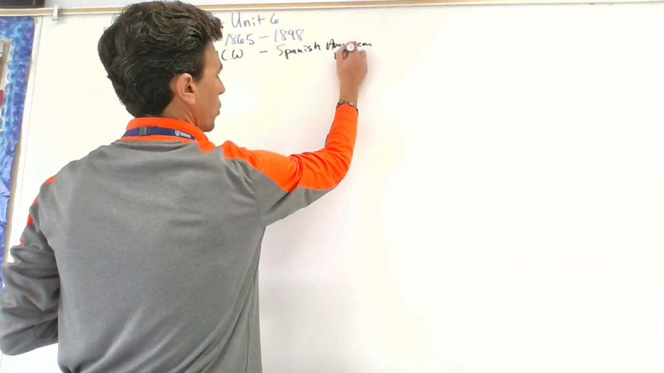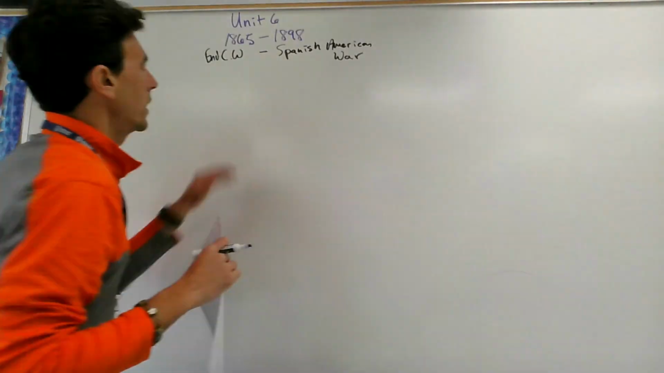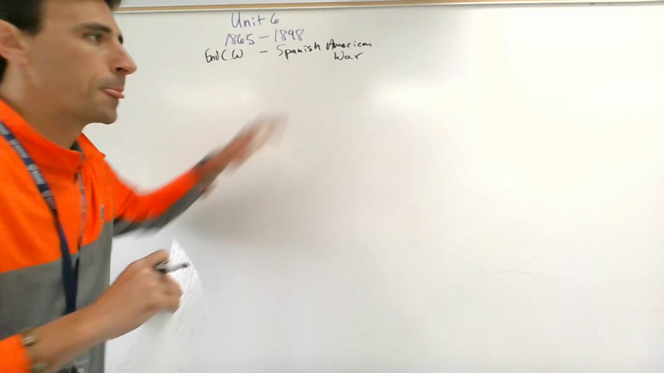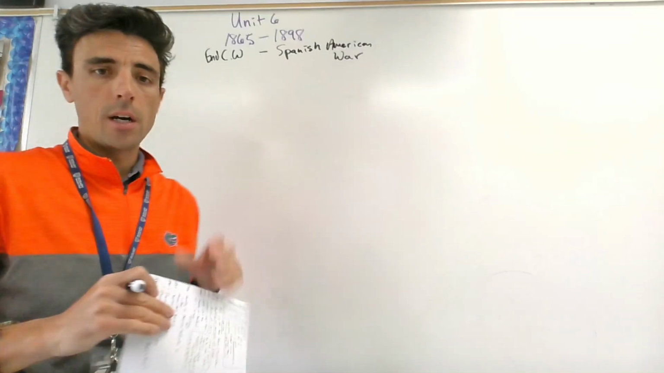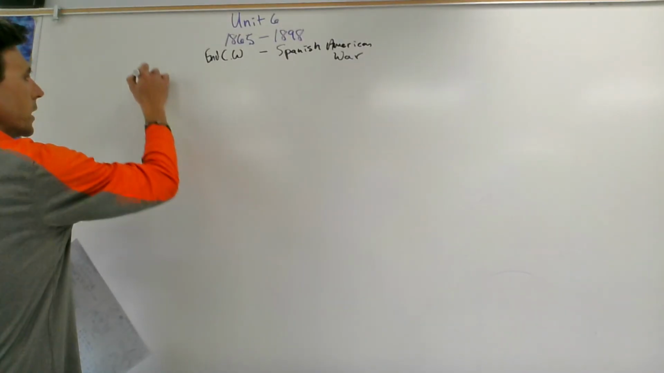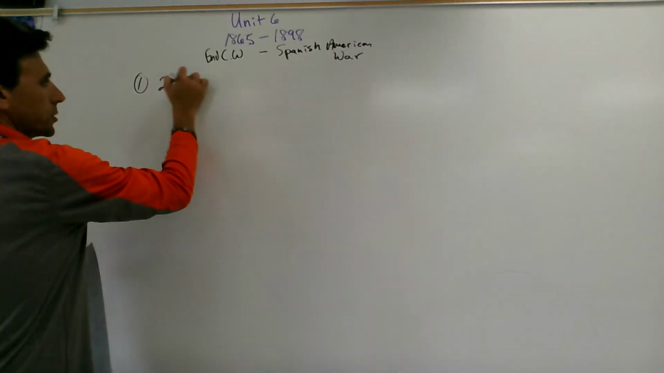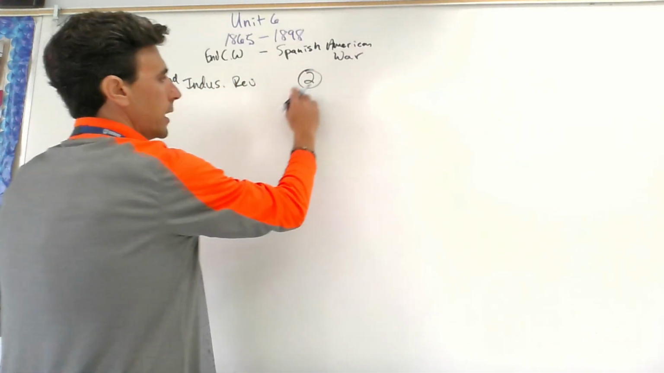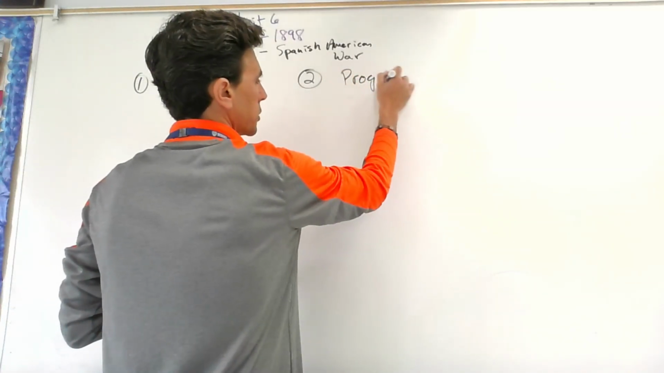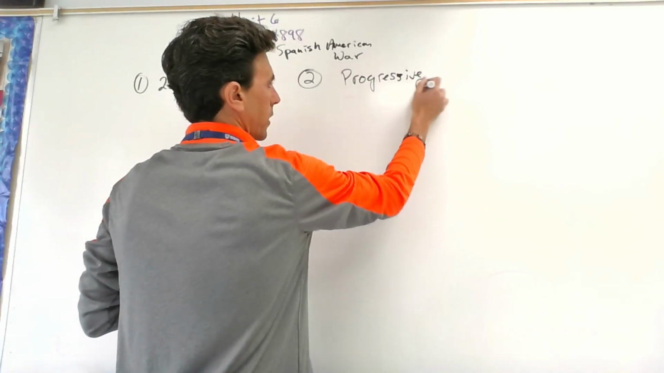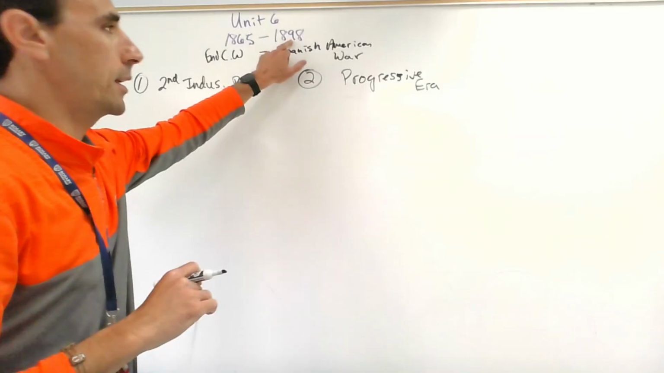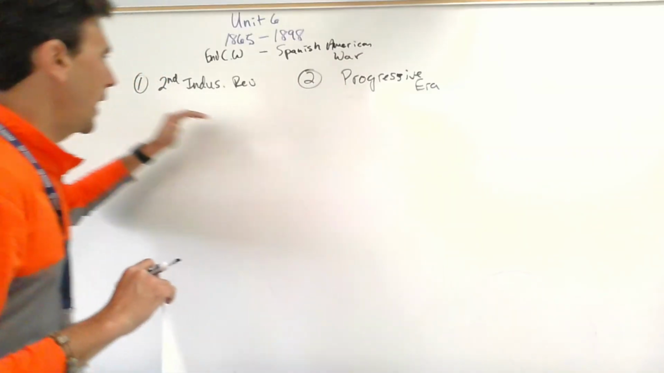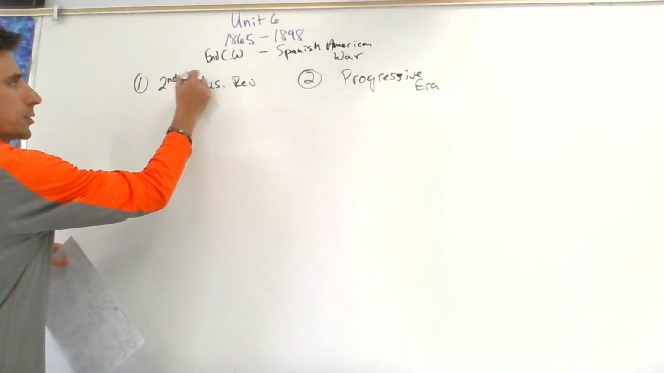Which we'll get to in Unit 7. But this time period, although specifically it's the end of the Civil War and then the Spanish-American War, is going to cover two big things. Number one, the Second Industrial Revolution, and the second thing is, of course, the progressive era. The progressive era is going to dip into the 1900s, past the turn of the century, but these are the two big things. And today we're going to really hone in on the Second Industrial Revolution.